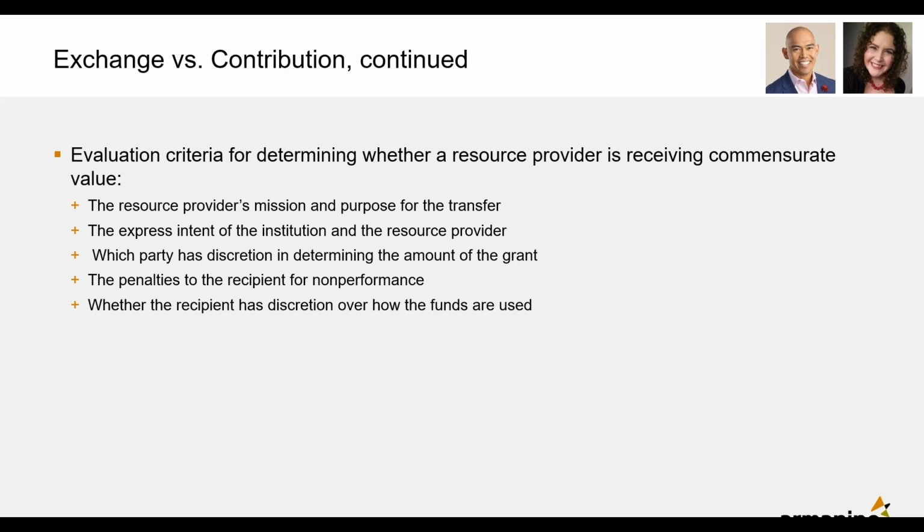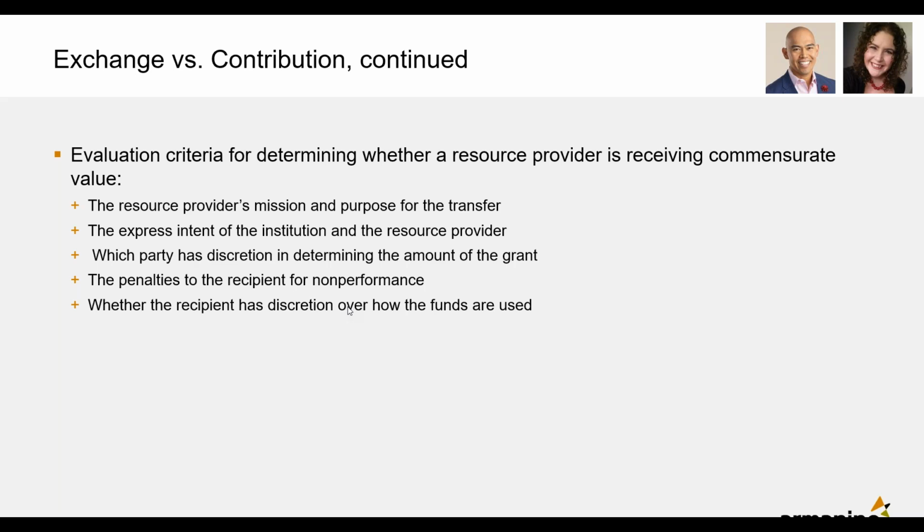The intent actually means a lot here. Which party has the discretion in determining the amount of the grant? Did you ask for the money, or did they tell you how much they were going to give you? Definitely something you want to consider.